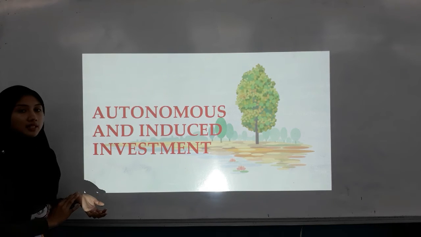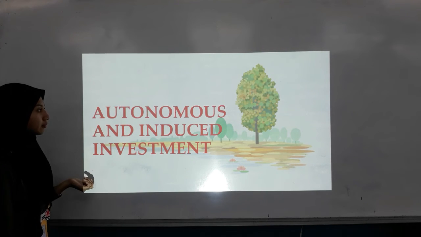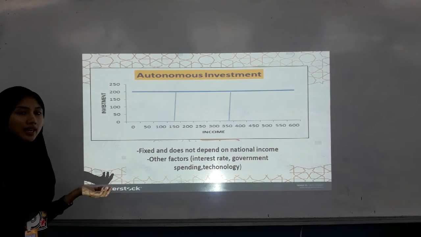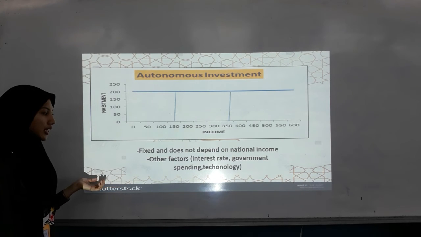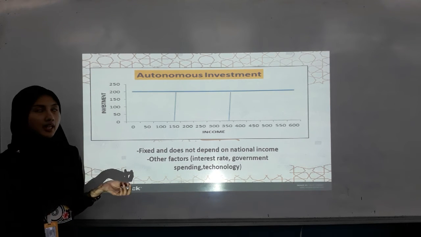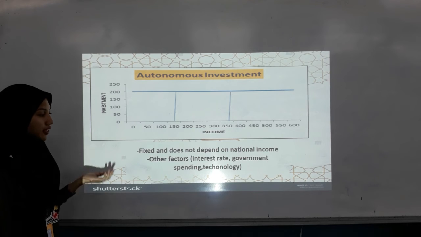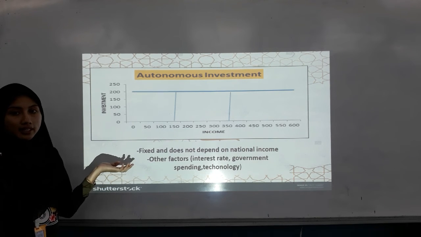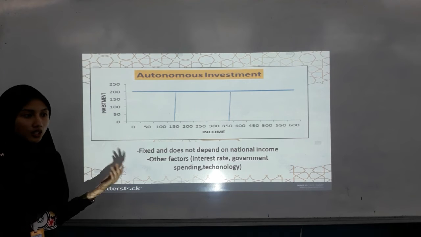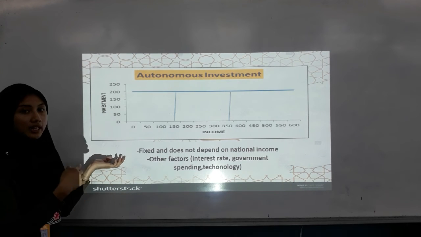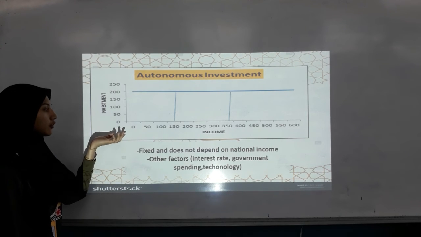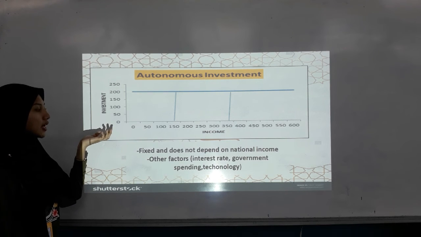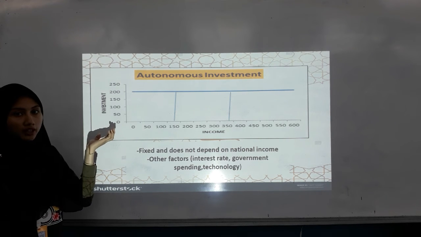And now is the autonomous and induced investment. Autonomous investment is fixed and does not depend on the national income. Other factors affecting autonomous investment are the interest rate, government spending and technology. For example, when the income level increases from 50 ringgit to 100 ringgit, the investment rate still remains the same, which is 200%.